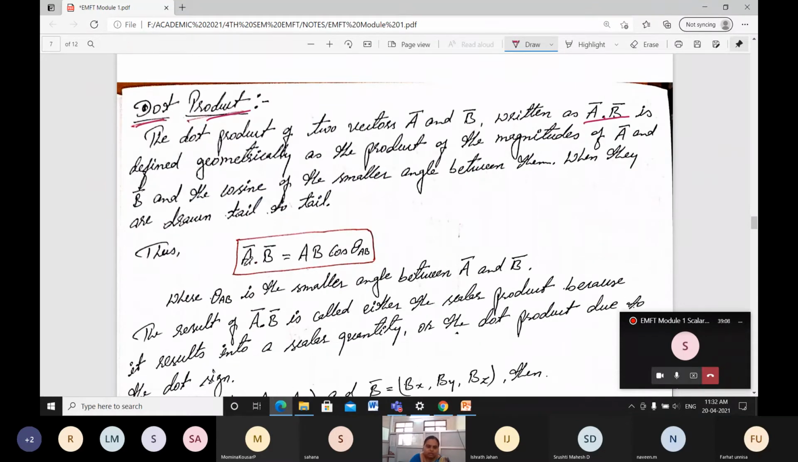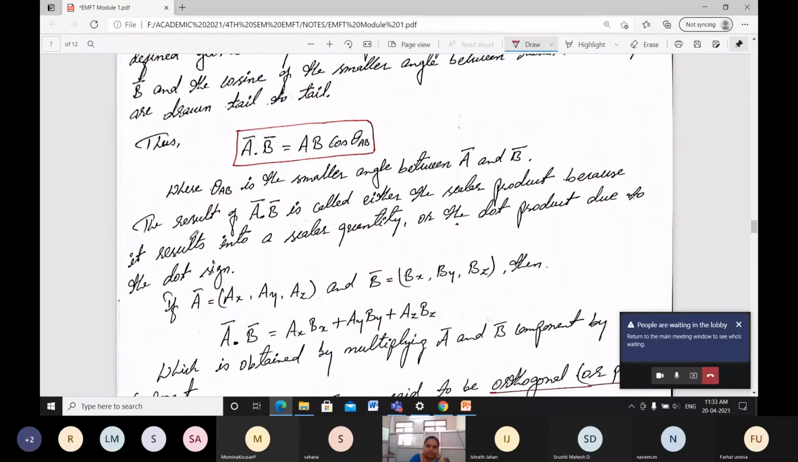Then what is the equation I can write for the dot product? Vector a dot vector b is equal to, in scalar quantities, a b cos theta ab. Theta ab is the small angle between a bar and b bar. The result of a dot b is called either a scalar product, because the result is a scalar quantity, or a dot product. You can write it either way.